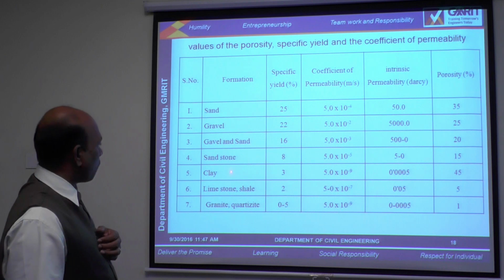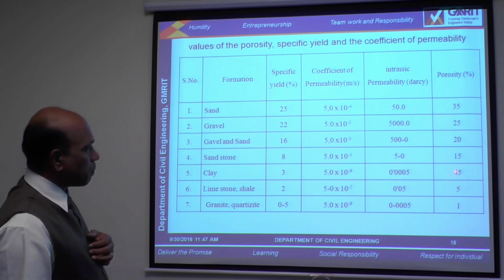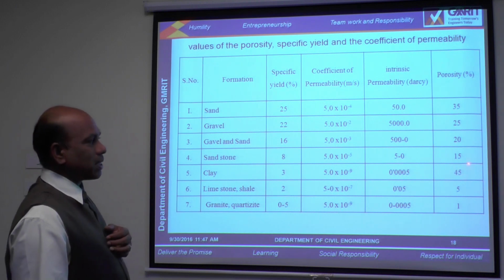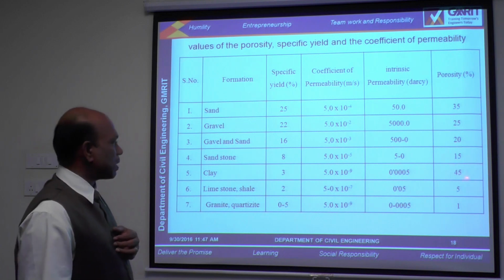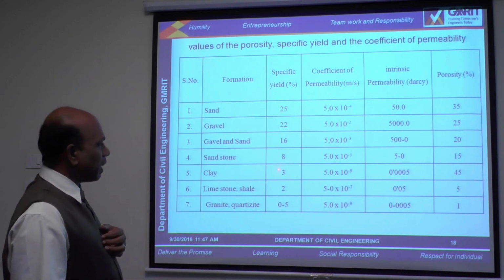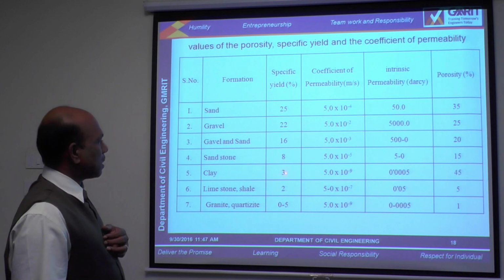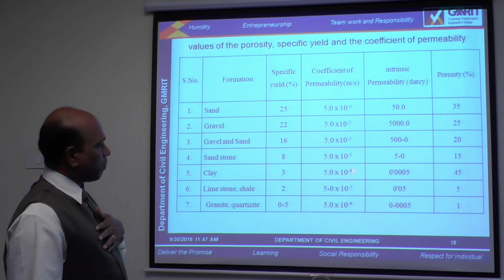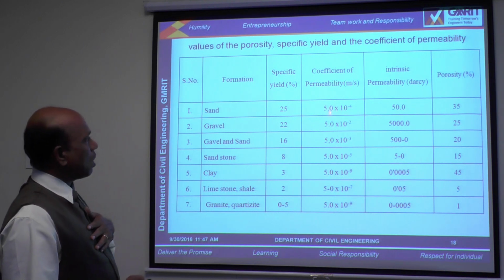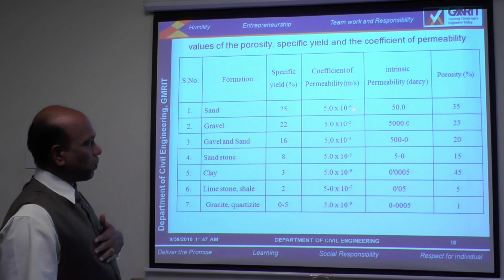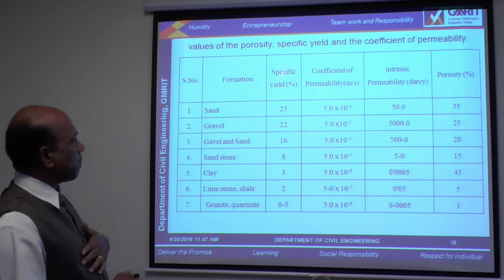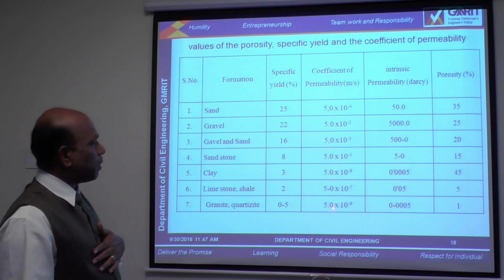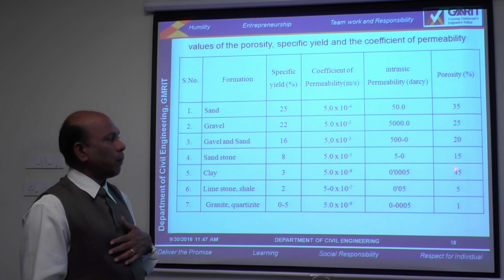But whereas in case of clay, here the porosity is 45%, but the specific yield is very less, that is 3%, because the coefficient of permeability is very low, that is 5.0 into 10 power minus 9, whereas in case of sand 5.0 into 10 power minus 4. So the specific yield mainly depends on the coefficient of permeability, not on the porosity.